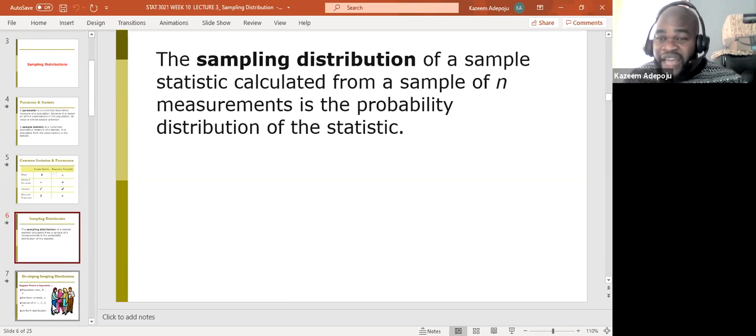And that is the reason why the idea of sampling distribution is used. So the sampling distribution of a sample statistic, when I say sample statistic, I mean the sample mean, the sample variance, the sample standard deviation, or the sample proportion, is the probability distribution of the sample statistic. That is what we call the sampling distribution.